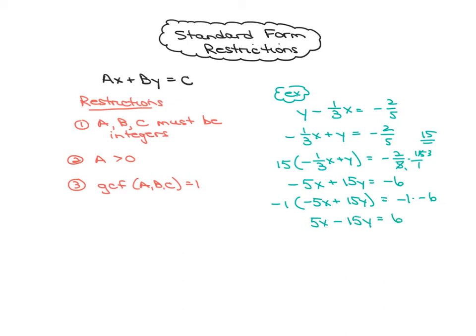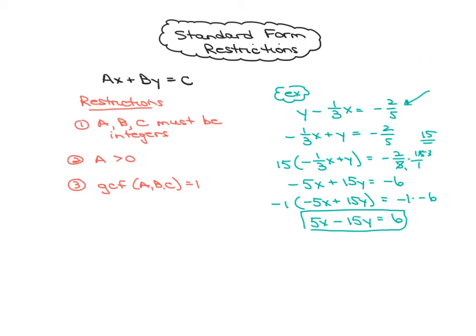And lastly, I'm going to look at the greatest common factor of negative 15 and 6, and it is indeed 1. So this is an equivalent equation to this, but written in standard form with the restrictions.